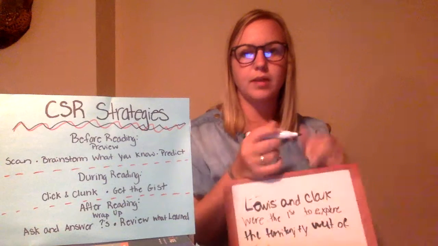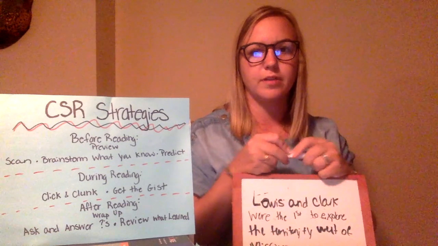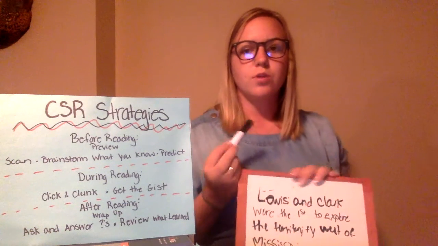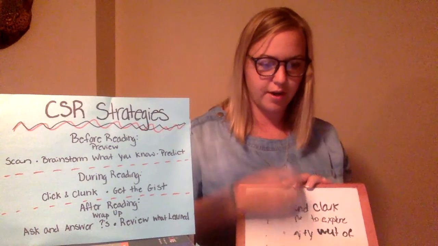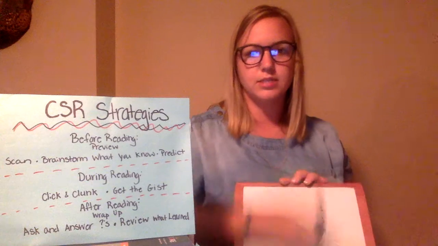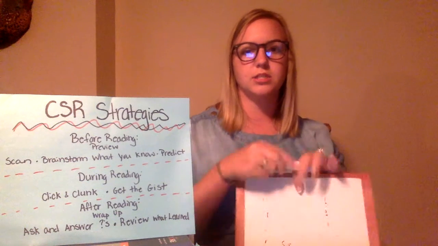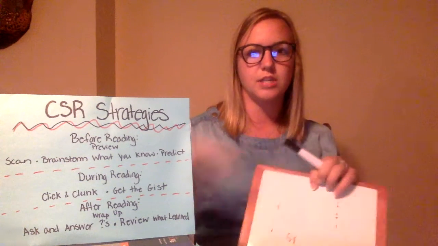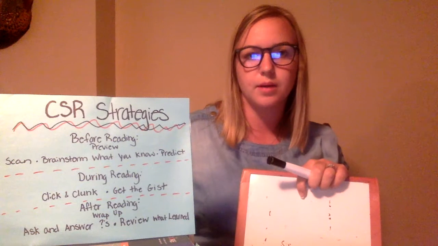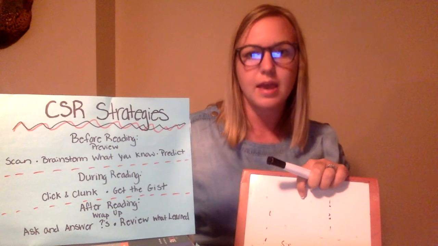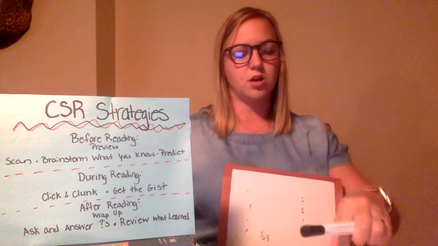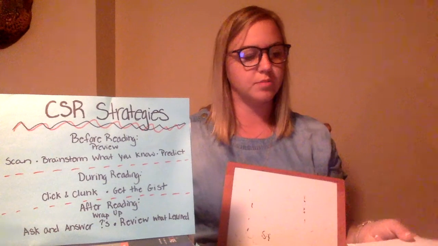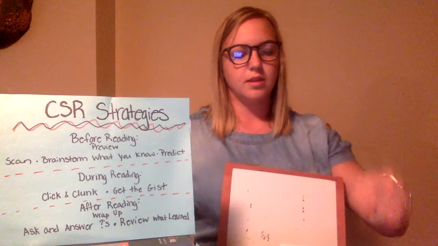So that is my gist statement for the first paragraph. Then we would go ahead and read aloud the second paragraph, and you would do the same process of the click and the clunk, seeing what clunks you have and making meaning of that, and then getting a gist for that.